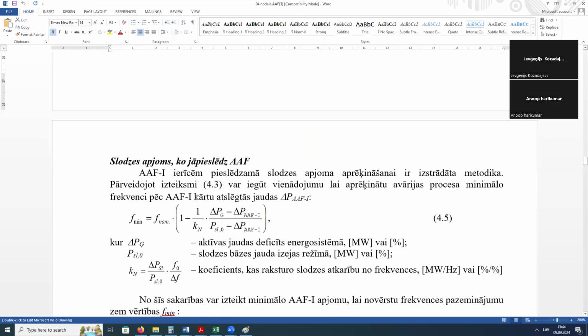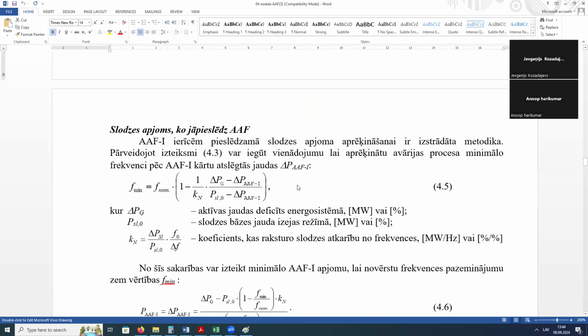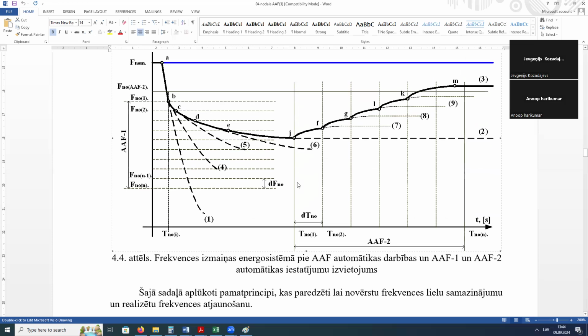Let's look into some formulas. Okay, about under frequency automation, about the structure. First of all, it is important to understand, for example, how much load we need to connect to the under frequency automation. What type of loads could be disconnected in this emergency case? And how to plan, how to organize this disconnection.